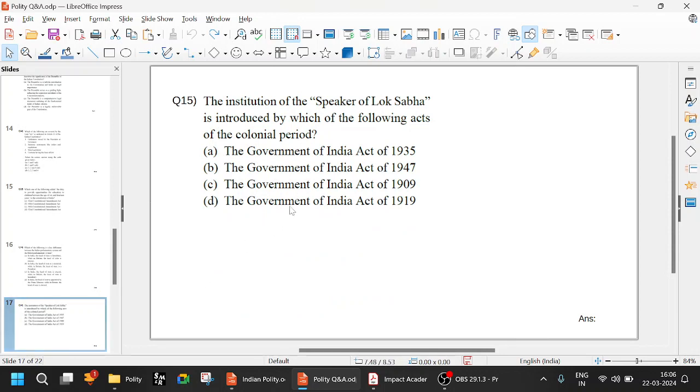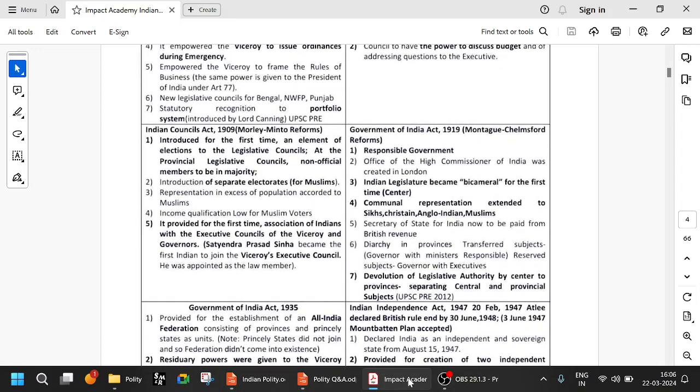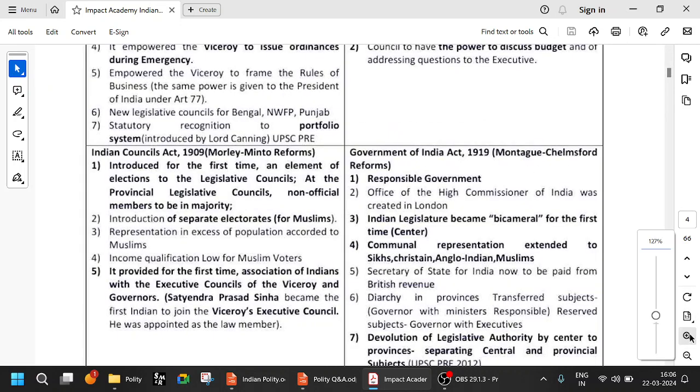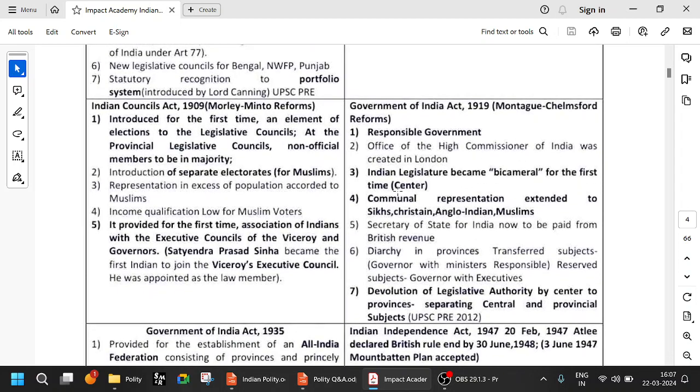The institution of the Speaker of Lok Sabha was introduced by which of the following acts of the colonial period? If you look at the Government of India Act of 1919, we have frequently looked at it. Let us quickly look again. 1909 Morley-Minto reforms, Government of India Act 1919, Montagu-Chelmsford reforms, we have already seen. It provides for a responsible government. The Office of the High Commissioner of India was created. The Indian legislature became bicameral for the first time. Remember this. Bicameral means you have both Lok Sabha and Rajya Sabha. At the state level, you have assembly and council, right? That is bicameralism, and that was introduced in 1919, very important.